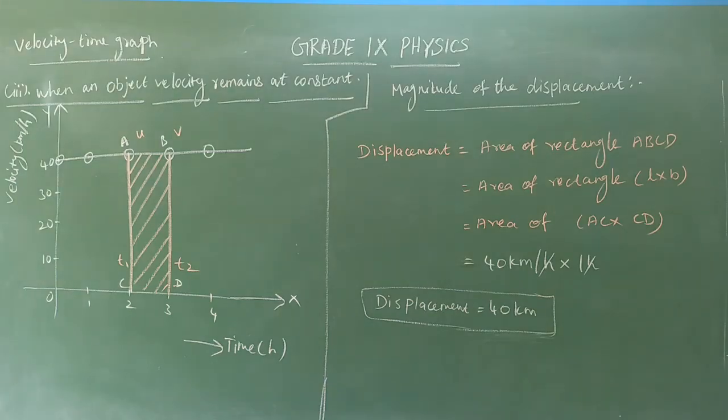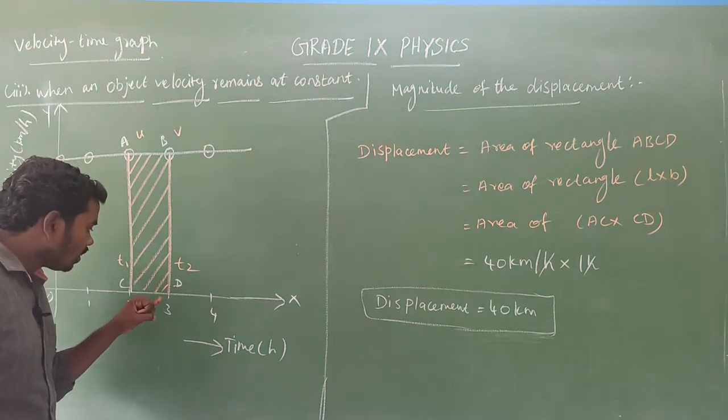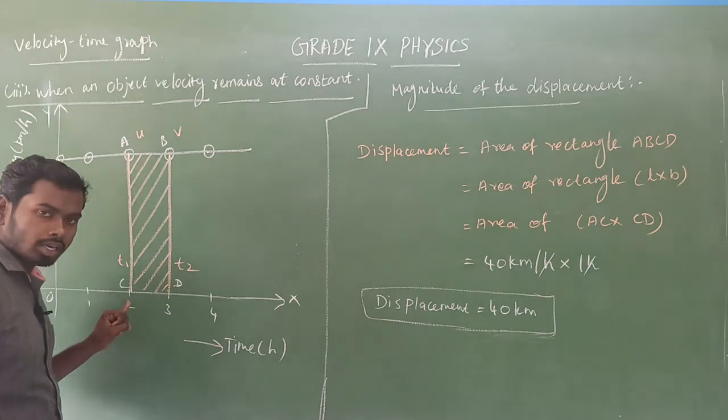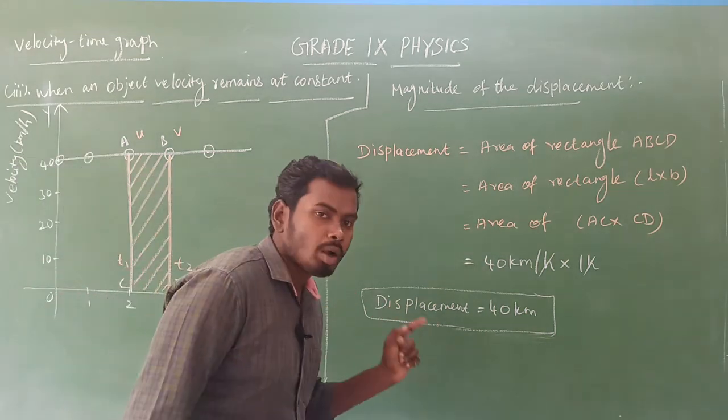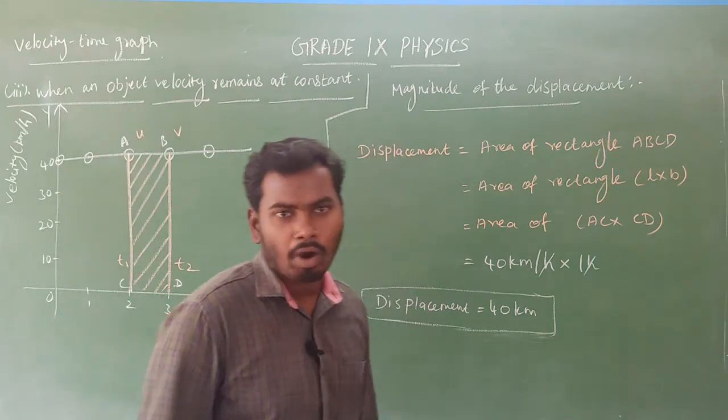So what is the conclusion here? During the time interval of 3 hours and 2 hours, the displacement covered by the object is just 40 kilometers. How much? Just 40 kilometers.